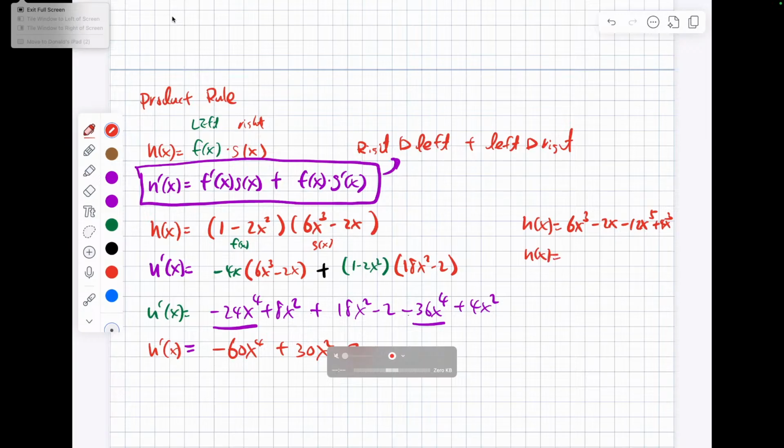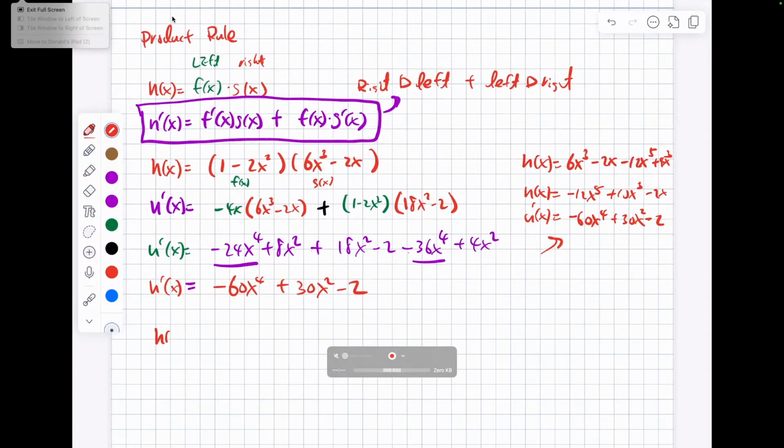So h of x is equal to negative 12x to the 5th plus 10x to the 3rd minus 2x. If I take a derivative of this, I'm going to get negative 60x to the 4th plus 30x squared minus 2. It's actually the same answer. You can say this is way easier, but the product rule is something you need to practice today. So that's a practice one.